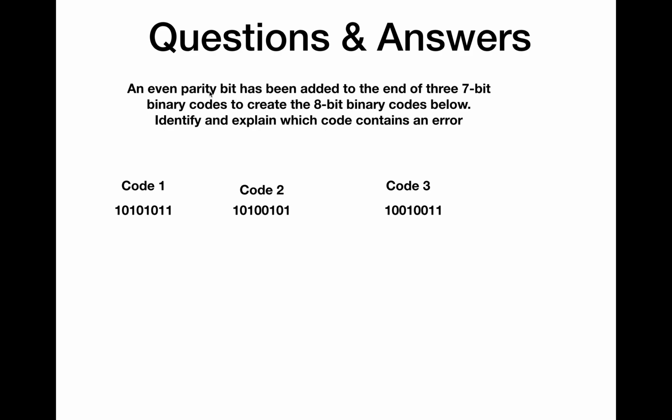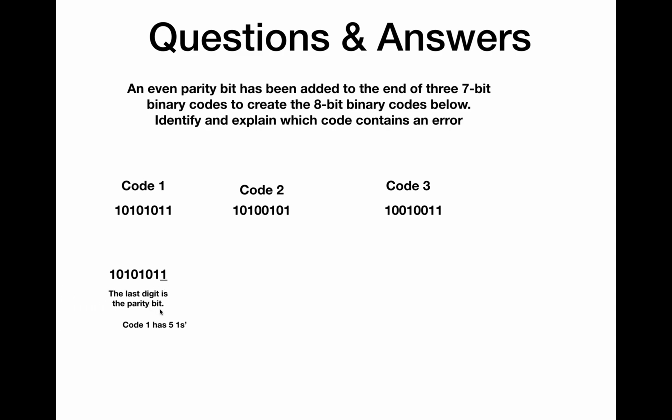Questions. An even parity bit has been added to the end of 7-bit binary codes to create the 8-bit binary codes below. Identify and explain which code contains an error. So we have code 1, code 2, code 3 with 8-bit strings, and the last bit here is the parity bit. So which one contains the error? Pause the video and see if you can work it out. Okay, this is the parity bit here, the 1.